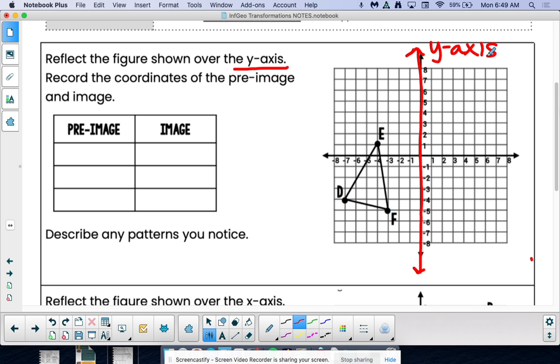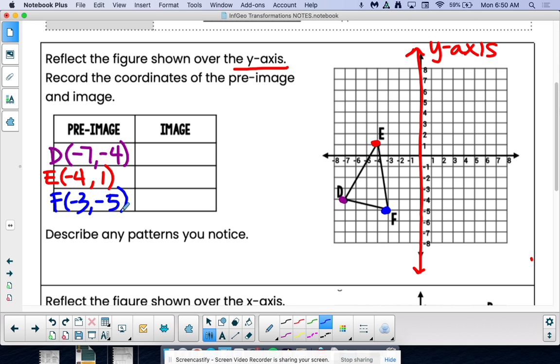Let's start by writing down our ordered pairs. This is where it gets a little tedious. If we go in alphabetical order, we'll start with D. Where is D at? D is at -7, -4. E is at -4, 1. And F is at -3, -5. All right, so we've written down our pre-image ordered pairs.